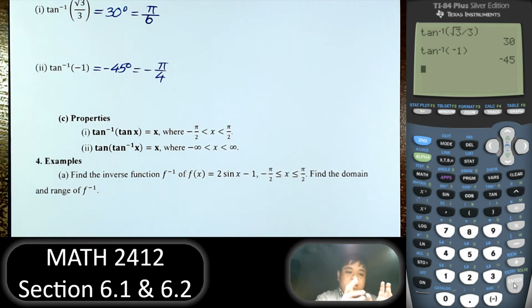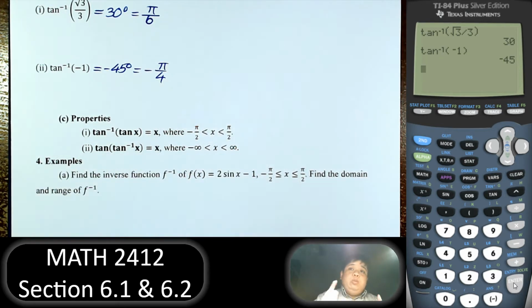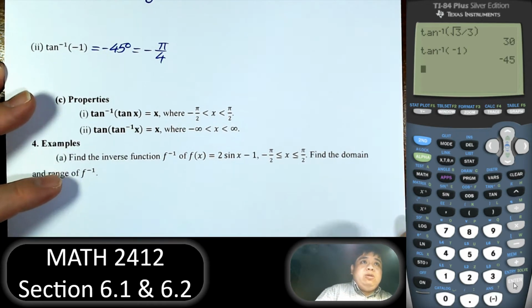The function cancels the inverse if it is defined. The inverse only cancels the function when it is in the domain. This will be true for all six inverse trigonometric functions. Right. Now we have more examples.